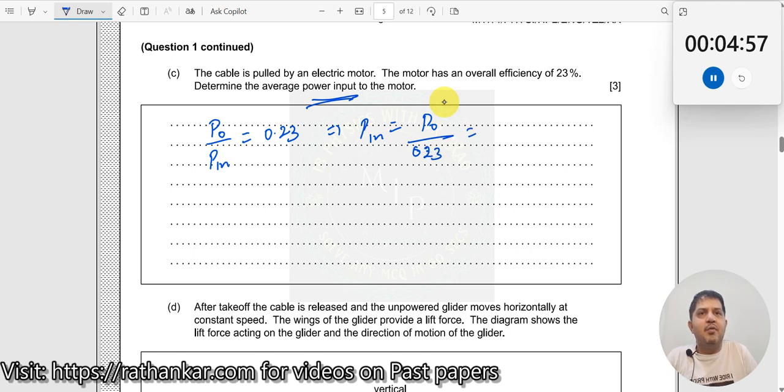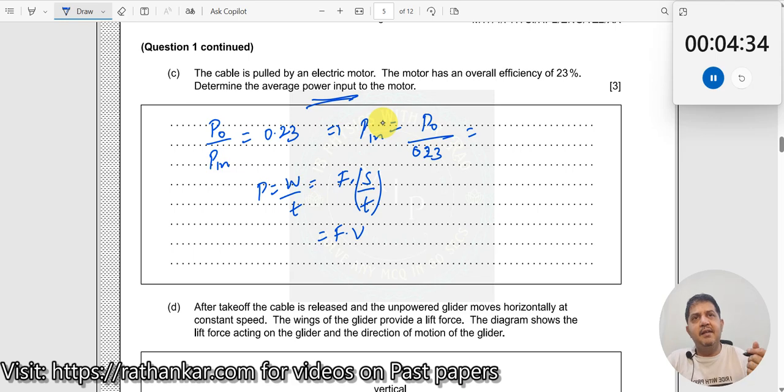Now how do I get the output power? Power is nothing but work done per unit time. Work done is equal to force into displacement, divided by time. Displacement by time is velocity, so I will write it as force into velocity. The force is being driven by the tension.